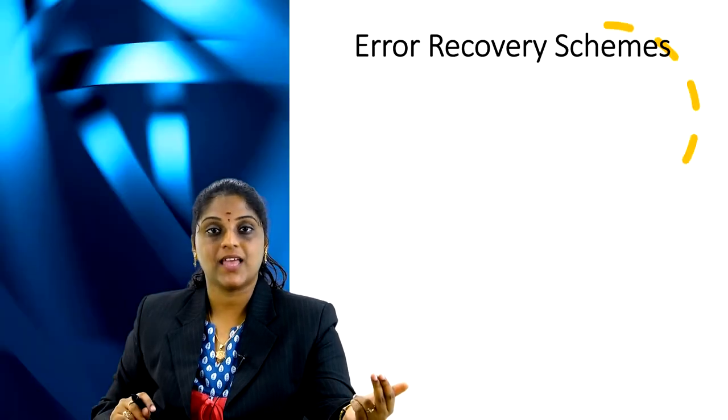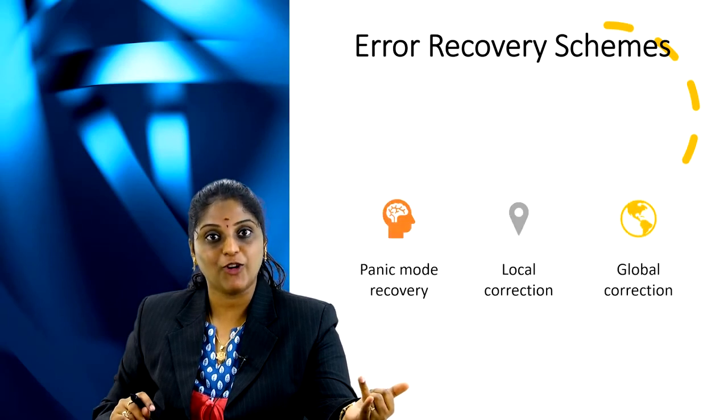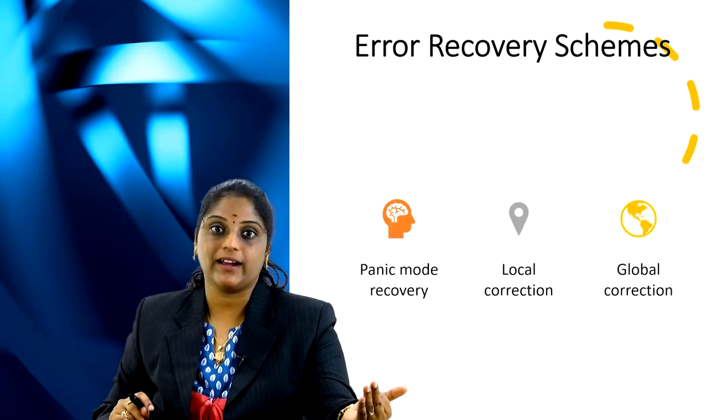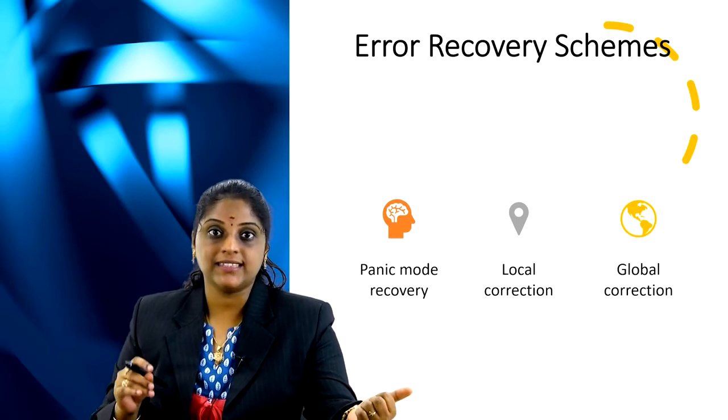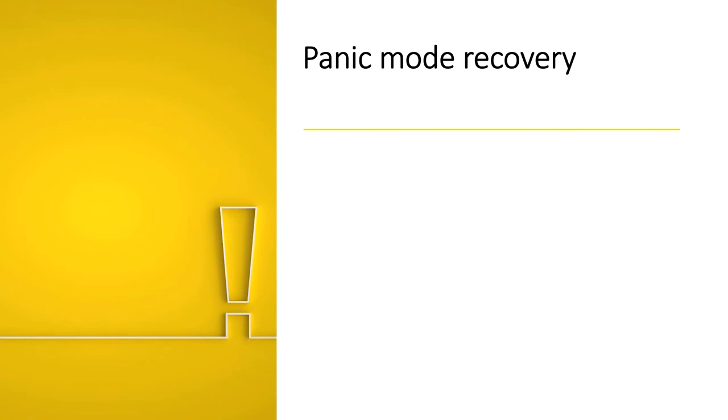There are a lot of error recovery schemes followed by the lexical analyzer. One is panic mode recovery, then local correction and global correction. Let us see in detail about these error recovery schemes. Panic mode recovery. In panic mode recovery, unmatched patterns are deleted from the remaining input until the lexical analyzer finds a well-formed token at the beginning of what input is left.